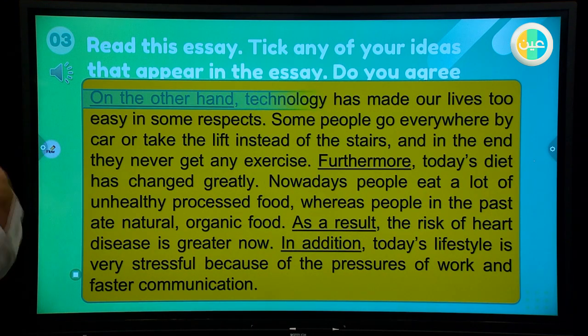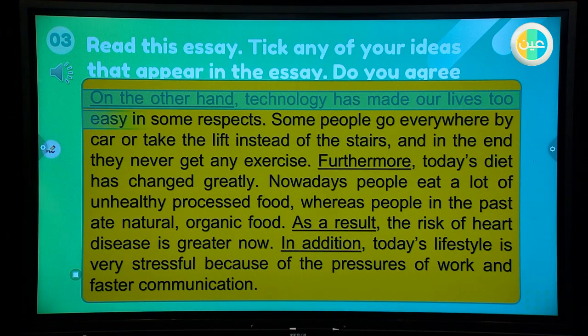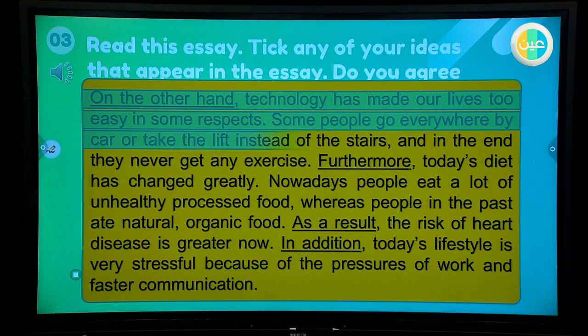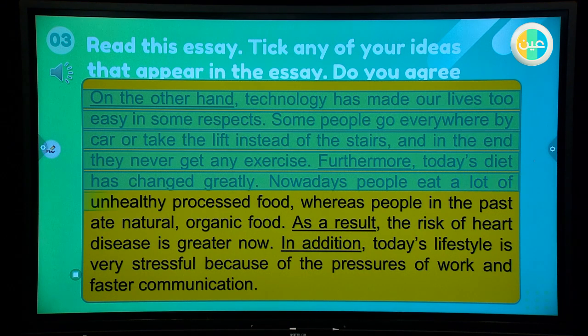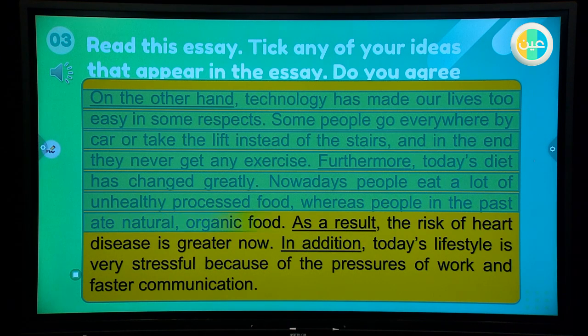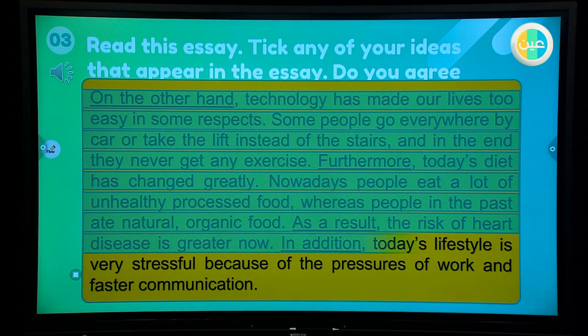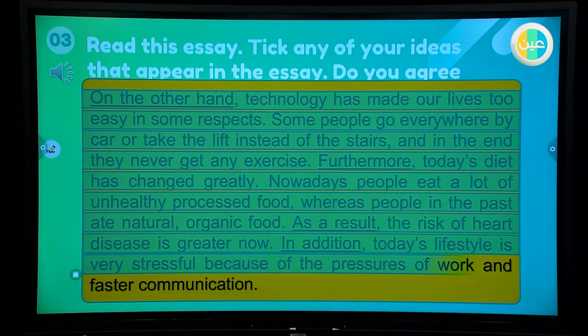On the other hand, technology has made our lives too easy in some respects. Some people go everywhere by car or take the lift instead of the stairs. And in the end, they never get any exercise. Furthermore, today's diet has changed greatly. Today's people eat a lot of unhealthy processed food, whereas people in the past ate natural organic food. As a result, the risk of heart disease is greater now. In addition, today's lifestyle is very stressful because of the pressure of work and faster communication.